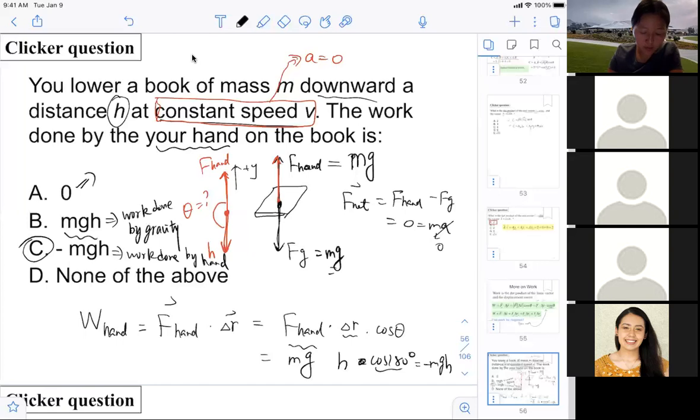And what would this be? If I had asked you, what is the work done by the net force? Then you would say 0, because you see net force is 0. But the work done by gravity is positive in this case, work done by hand is negative in this case, right?